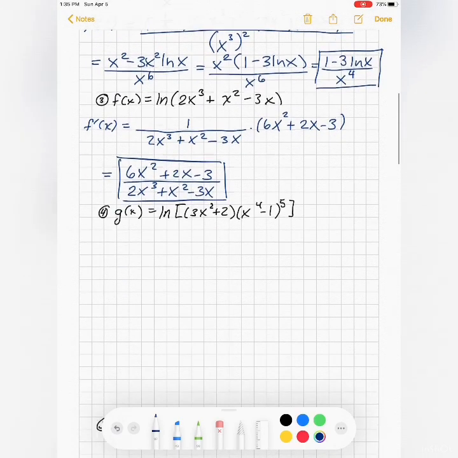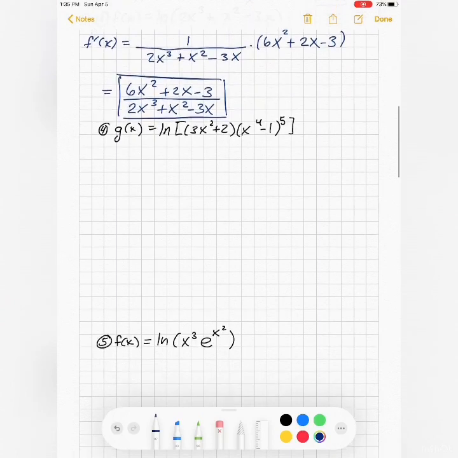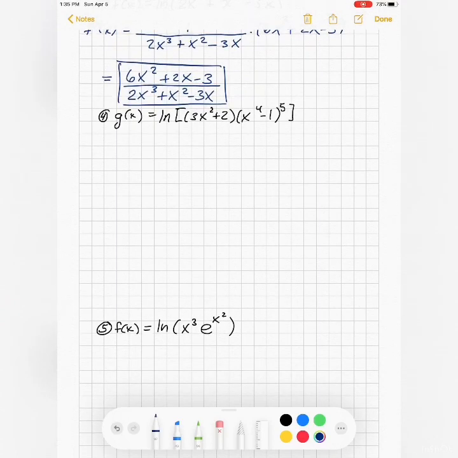Okay, number 4. Looks a little more interesting. So that one I have a couple options. I could use the chain rule because I have an outer piece and an inner piece. Then I would have to use the product rule for that guy. Then I would be using the chain rule somewhere again for that guy. So I could do that, but it seems like a lot of work. So what about another idea?